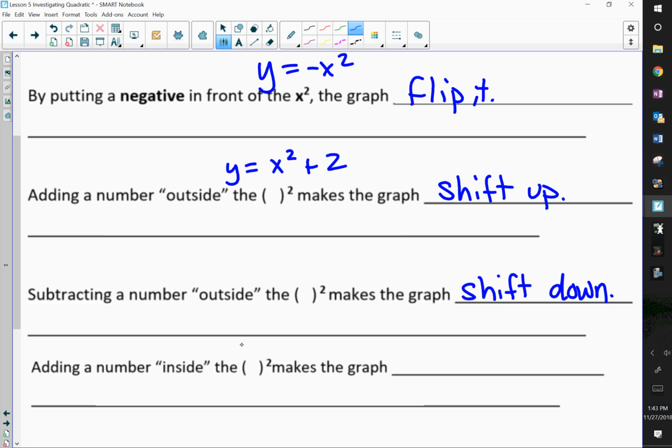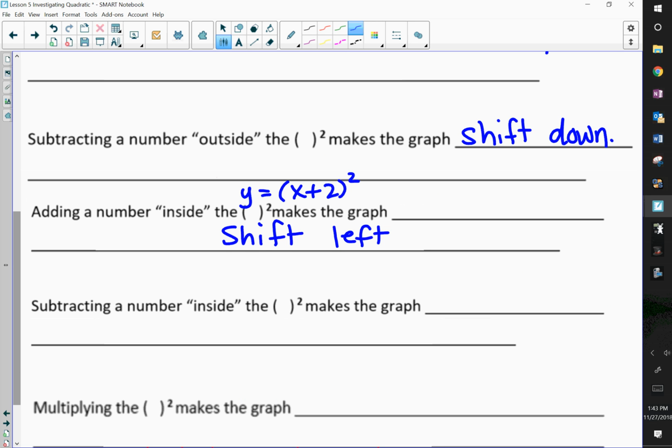If you add or subtract a number on the inside of the parentheses, like this, it's going to shift the graph, and it's going to be opposite of what you'd think. Plus 2 shifts it to the left. And then if you subtract inside, it's going to shift it opposite of what you think, shift it to the right.